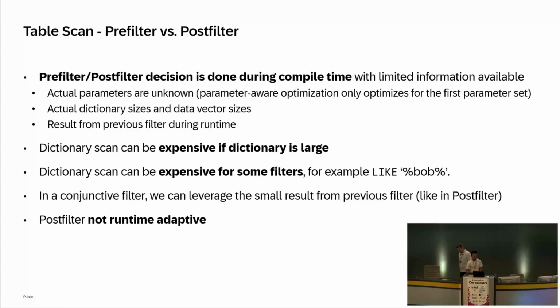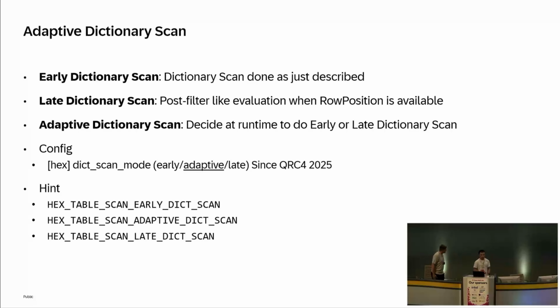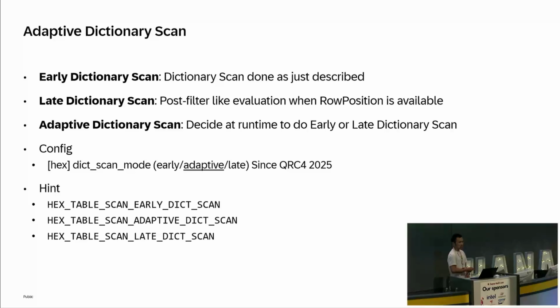Hi, so I'm going to introduce the adaptive dictionary scan. But before that, let's define some terminology. First is the early dictionary scan. It's basically the dictionary scan done as just described before, like the old days. The late dictionary scan is where we do a post-filter-like evaluation, when the row position is already available. And the adaptive dictionary scan is where the system decides during runtime whether the early dictionary scan or the late dictionary scan is better.